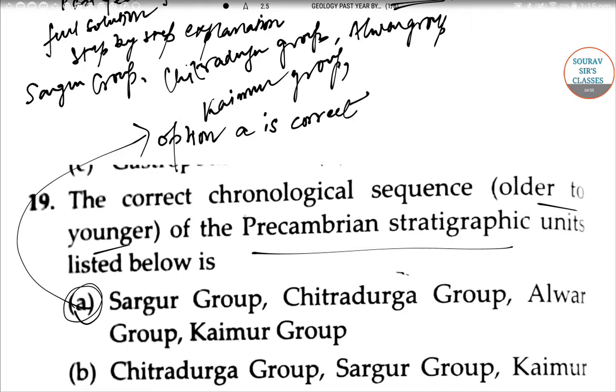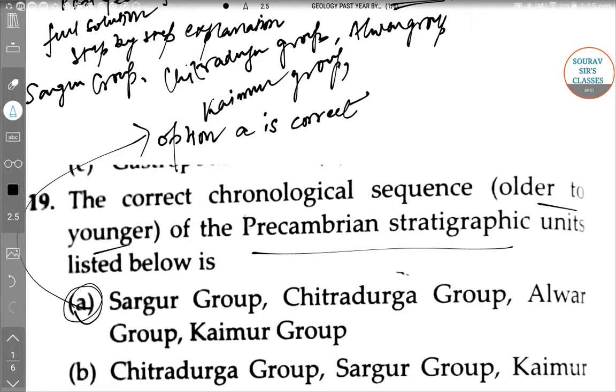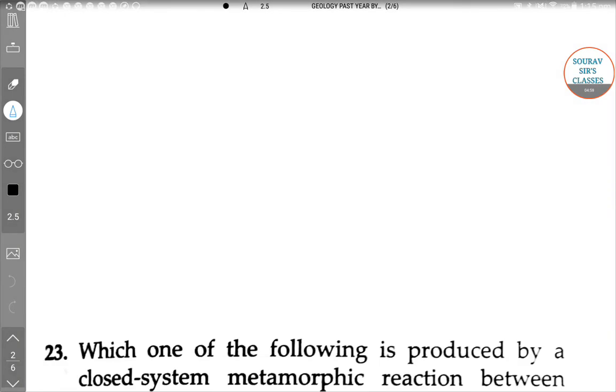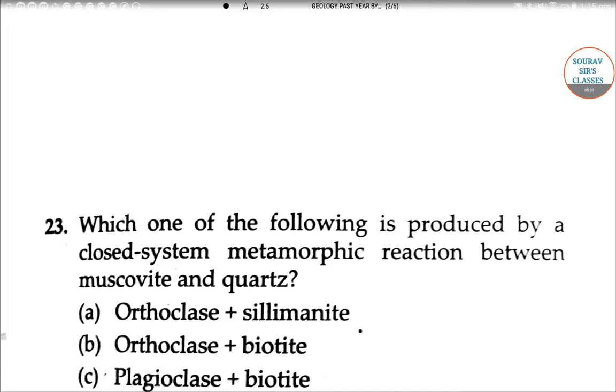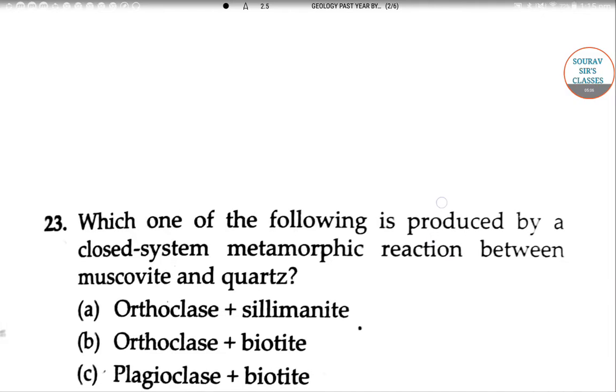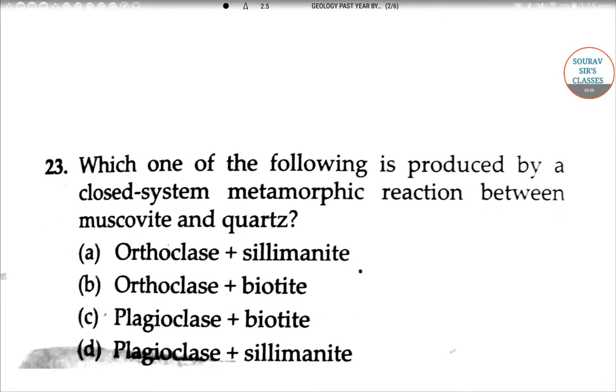Let's move to the next question. Which one of the following is produced by a closed system metamorphic reaction between muscovite and quartz? The options are orthoclase plus sillimanite, orthoclase plus biotite, plagioclase plus biotite, or plagioclase plus sillimanite.